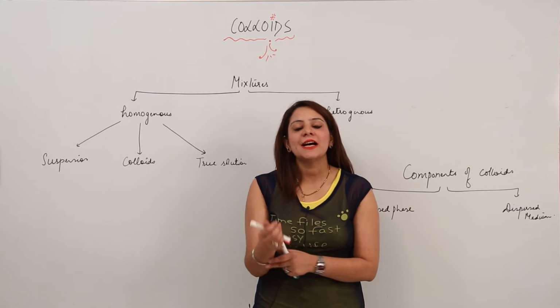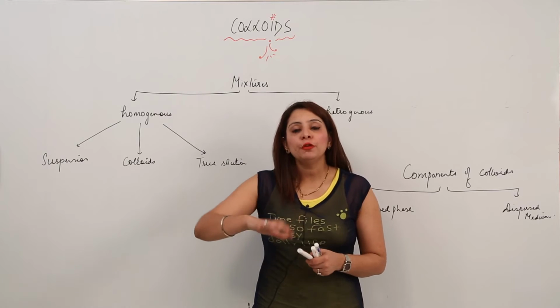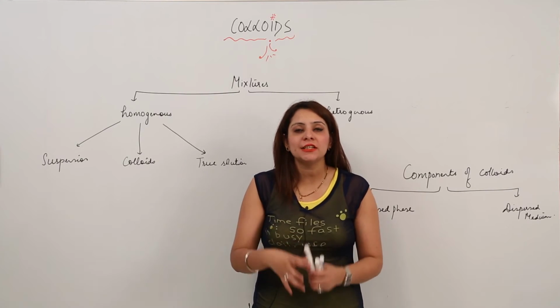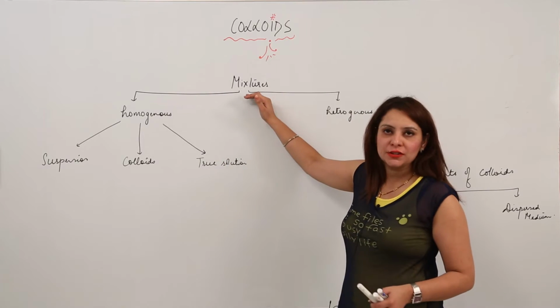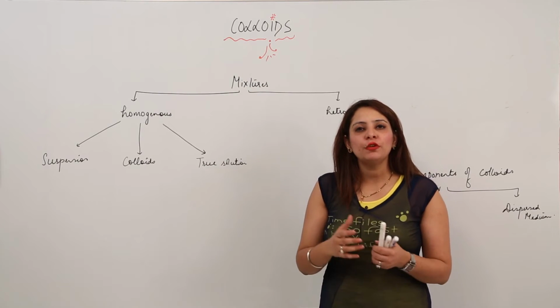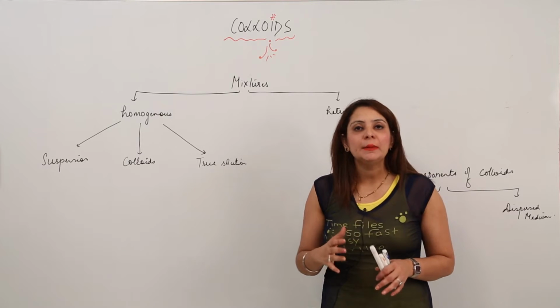Now we are going to start with a new topic of surface chemistry, that is the colloids. Before we start with the colloids, I want you to know in which category the colloids actually fall. So what do we have? We have mixtures. What do you mean by mixtures? Mixtures are those which are formed when two or more components are simply mixed, not chemically combined.